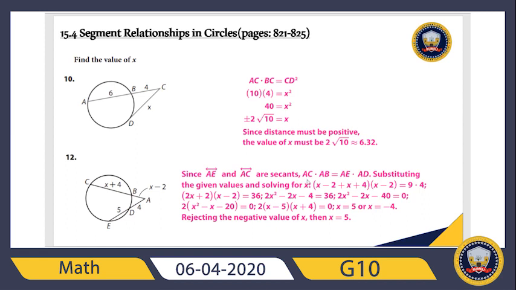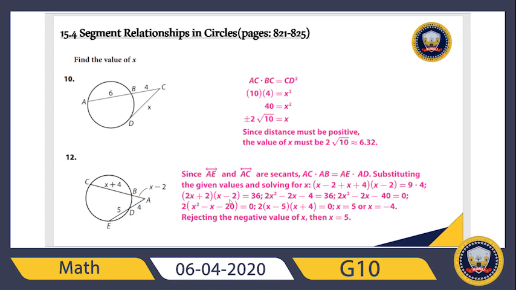Okay, we just simplify by putting our equation in. So what is AC? It is x plus 4 plus x minus 2. Okay, and AB is x minus 2, which is equal to AE. AE is 4 plus 5, which is 9, and AD is 4, so 9 times 4. Now simplify the equation. That is 2x plus 2 times x minus 2, which is equal to 9 times 4, which is 36.